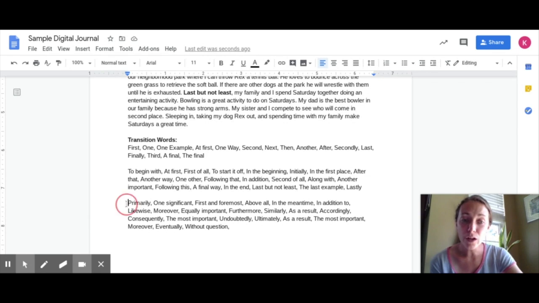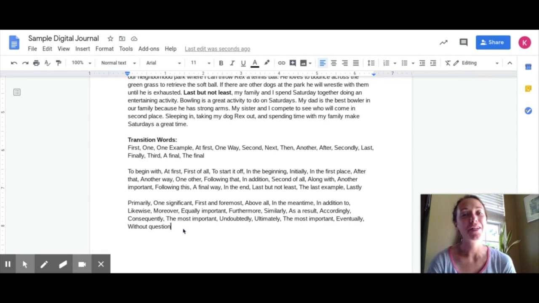And when you get really good at writing transition words, you might use words such as primarily, one significant, first and foremost, above all, in the meantime, in addition to, likewise, moreover, equally important, furthermore, similarly, as a result, accordingly, consequently, the most important, undoubtedly, ultimately, eventually, and without question.